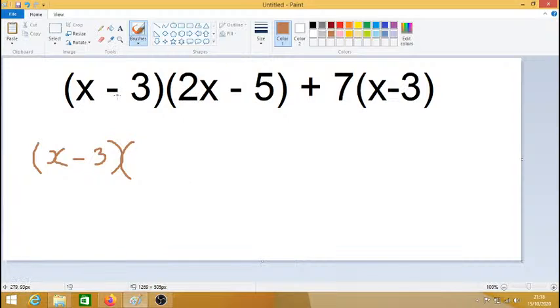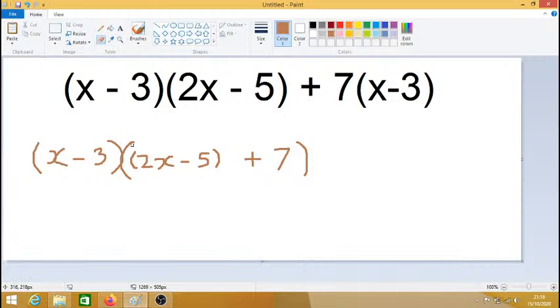Well, the first term is bracket x minus 3 times bracket 2x minus 5. I've already got the bracket x minus 3, so I'm going to need a 2x minus 5. You can put that in brackets if you want. You don't have to. And then there's a plus. And then what do I need to make my second term? Second term is 7 bracket x minus 3. I've already got my x minus 3 bracket. So the only thing I need is the 7.